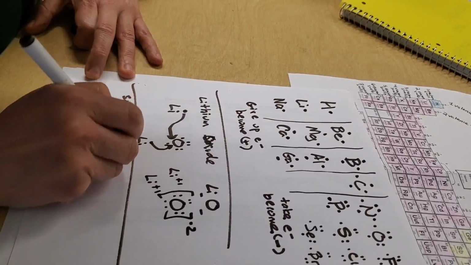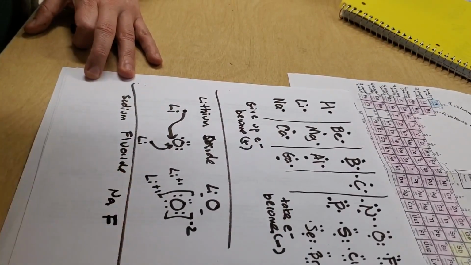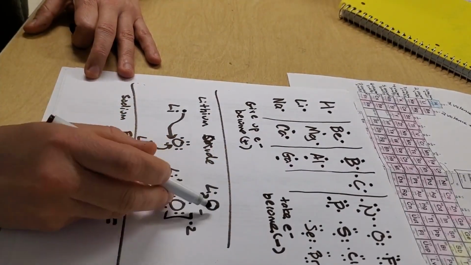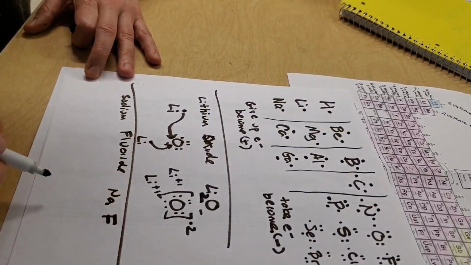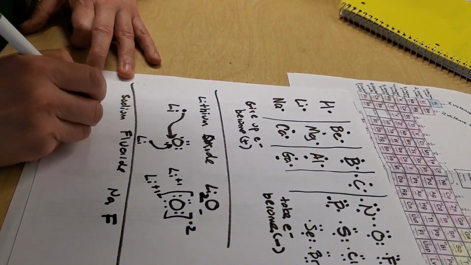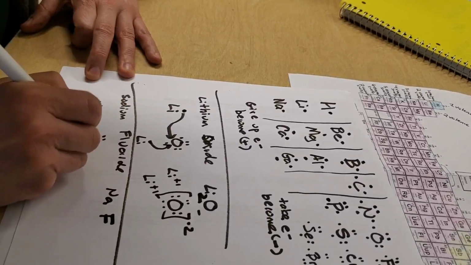Let's go ahead and try sodium fluoride. That's going to have a sodium and a, sorry, I didn't add this. This is lithium oxide. It has 2 lithiums because they each had to give up an electron. So sodium fluoride, again, I look at it's in column 1, so sodium has 1 electron. Fluorine has 1, 2, 3, 4, 5, 6, 7.